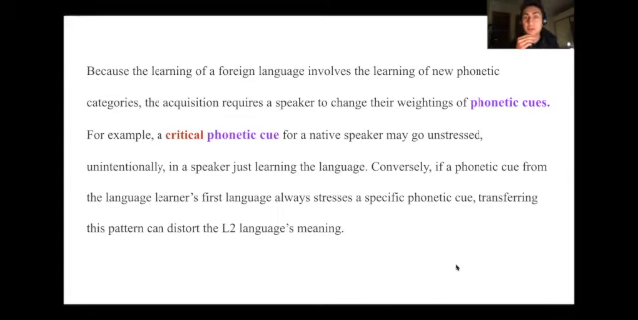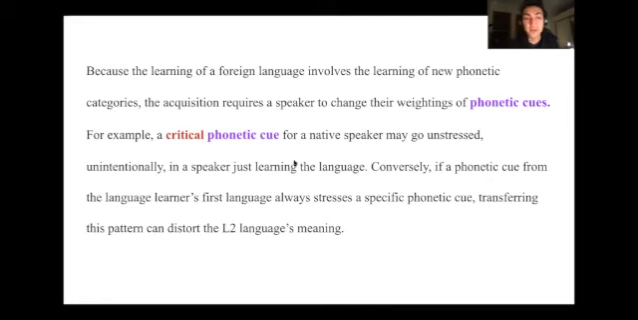Because the learning of a foreign language involves the learning of new phonetic categories, the acquisition requires a speaker to change their weighting of phonetic cues. Phonetic cues is one of the most important concepts of this whole article. For example, a critical phonetic cue for a native speaker may go unstressed unintentionally in a speaker just learning the language. This should be fairly well known, like perhaps the difference between seat and sit. A classic one is the R/L sound of rock and lock to a native English speaker. That is a very big critical phonetic cue.